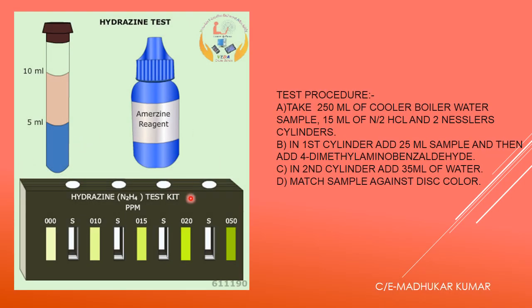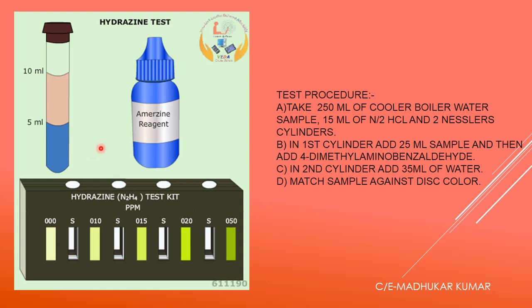This is your comparator type of hydrazine test kit. The sample has to be taken, 250 ml of the cooled boiler water, and out of that you take 15 ml, and N2H4 and 2 nozzle cylinders are required. In the first cylinder add 25 ml of sample and then add 4-dimethylaminobenzaldehyde. Okay, this is the chemical. And then in the second cylinder add 35 ml of water and add this one, and then match the sample.